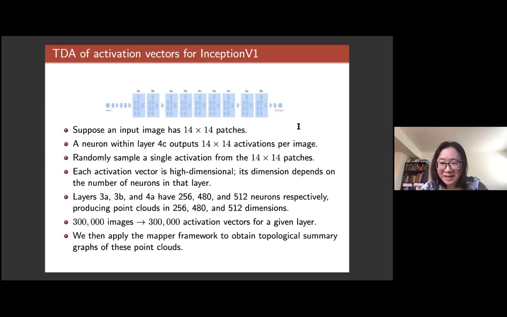And what we did, this is largely due to our limitation of time, is we basically have a pre-trained Inception V1 neural network, which is trained over 1 million images. To explore the space of activations, we provided an input of 300K images. So for each layer we are seeing, we have 300K points in that point cloud of varying dimensions across layers. And then we apply the Mapper framework to obtain the summary of those point clouds.